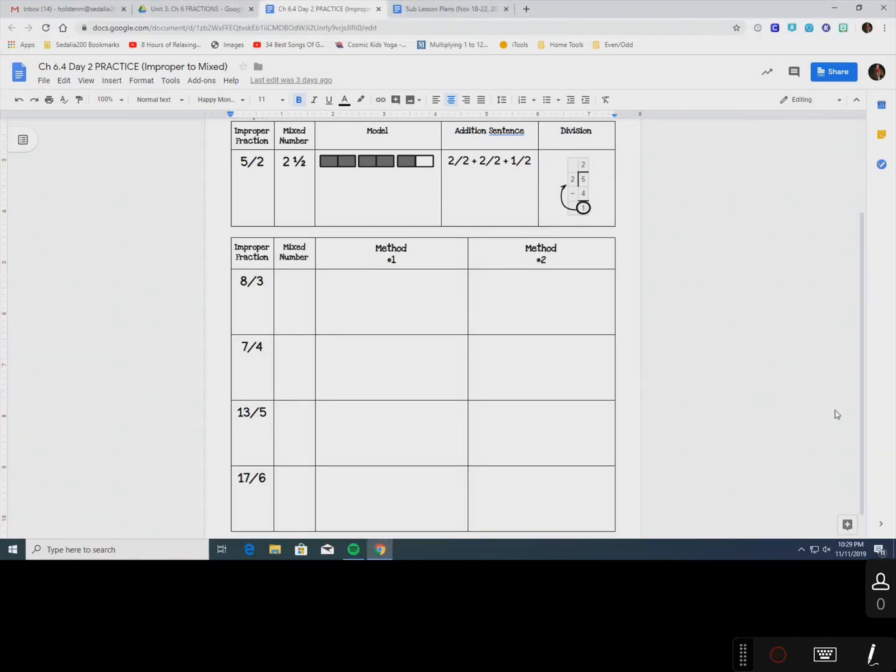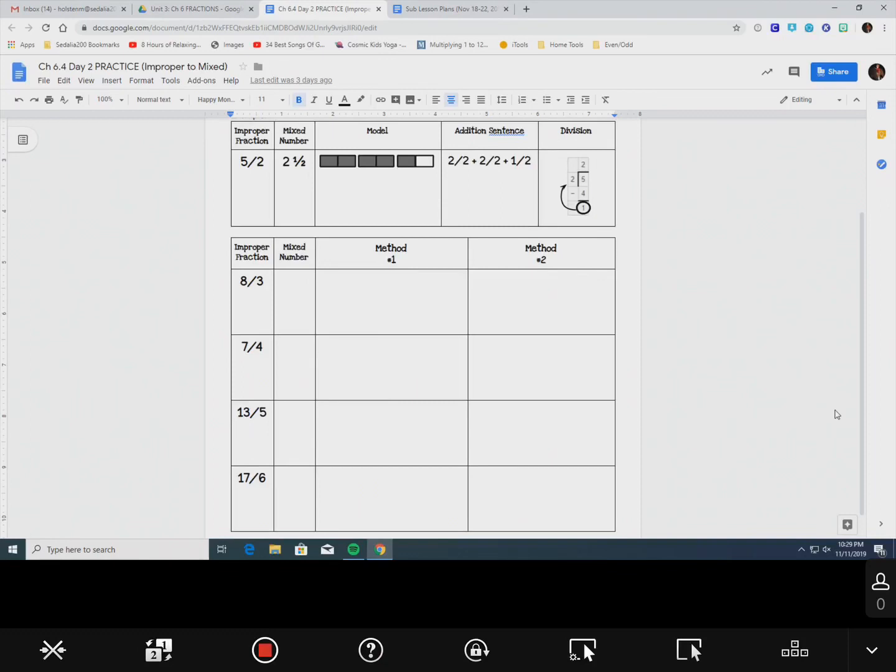You have to choose one that you can explain and one that works best for you. Again, our goal today was to change an improper fraction to a mixed number.